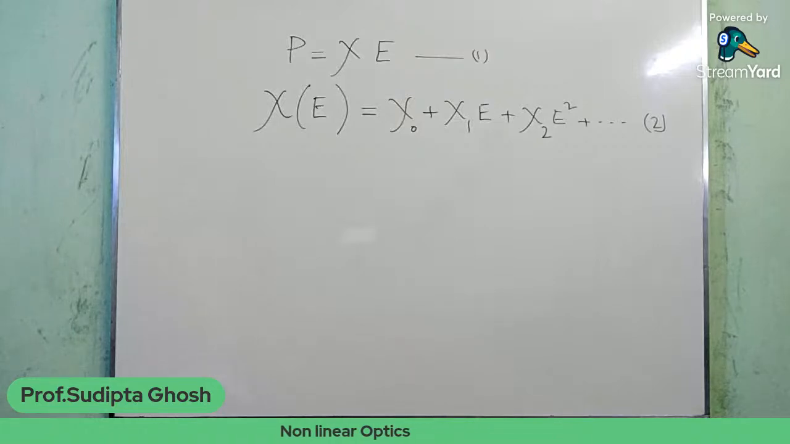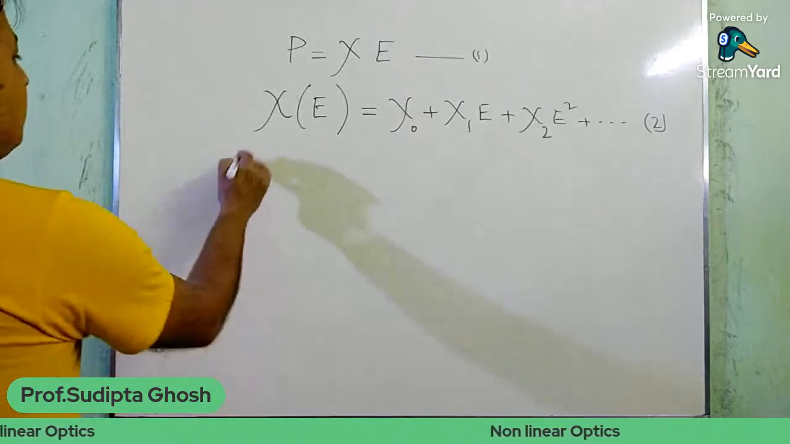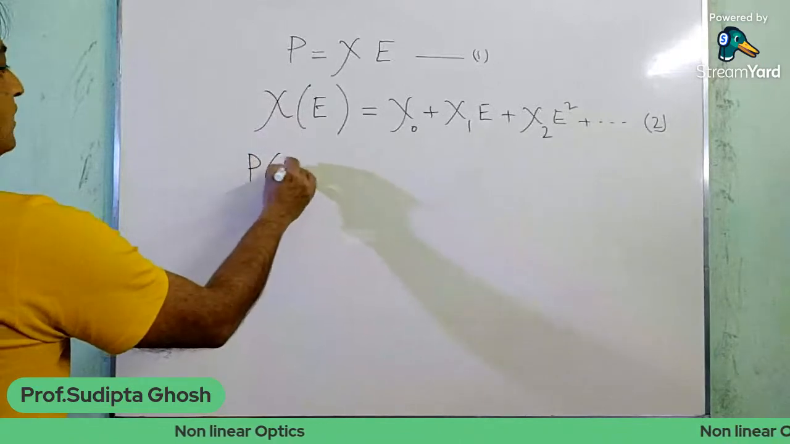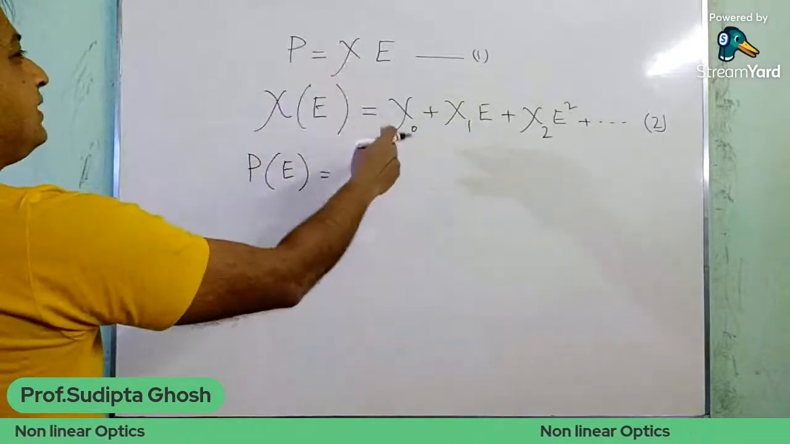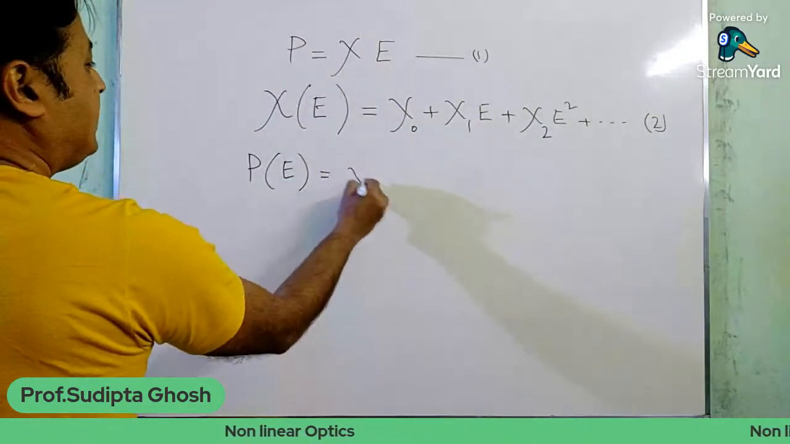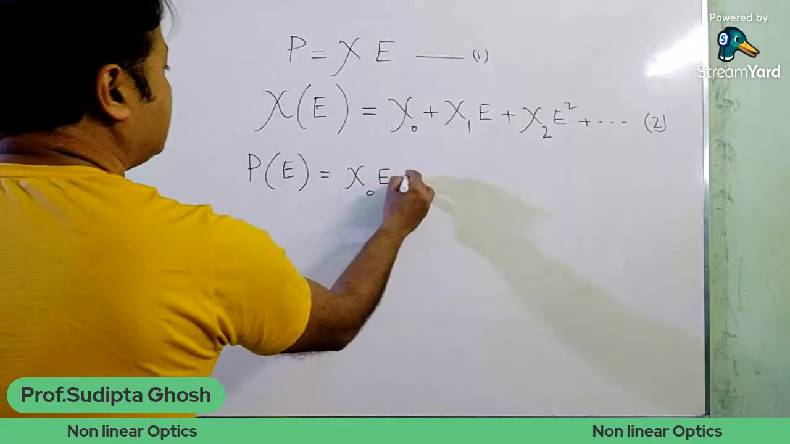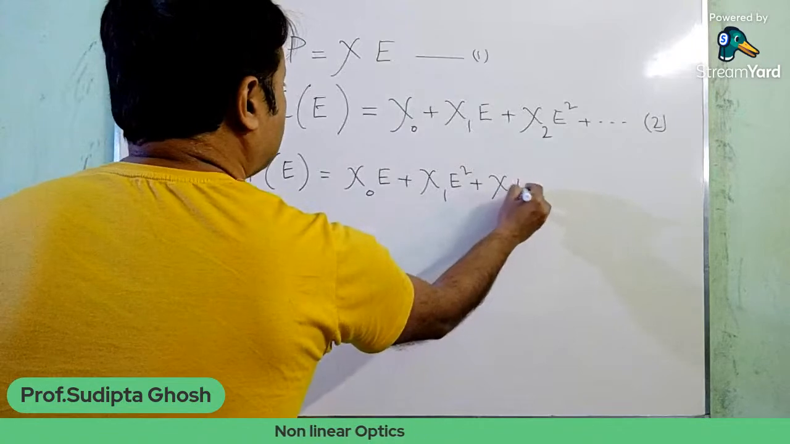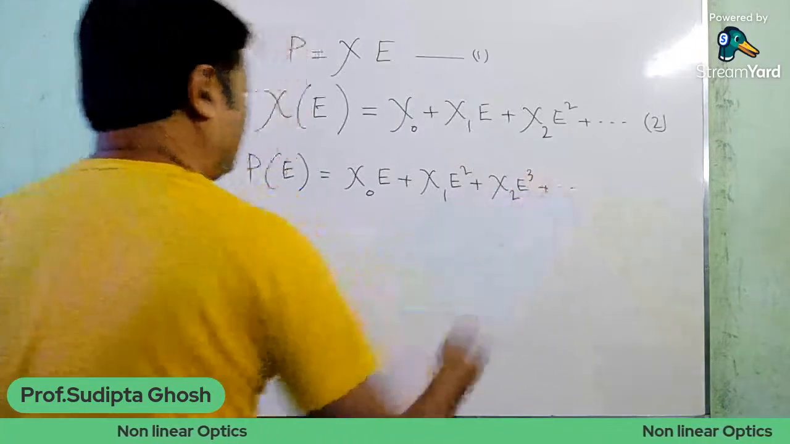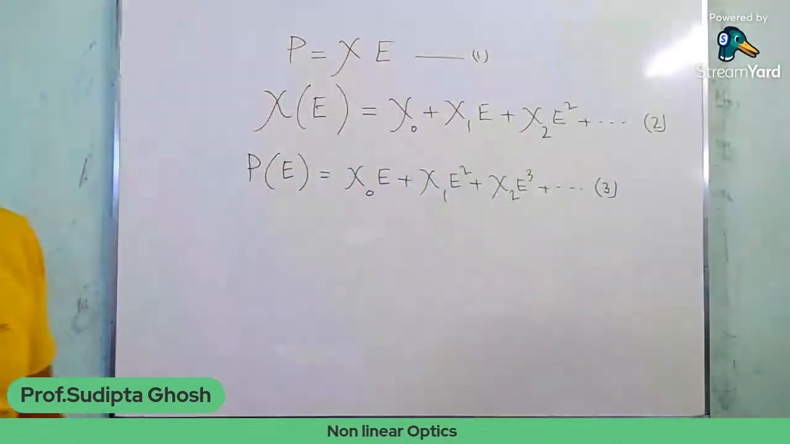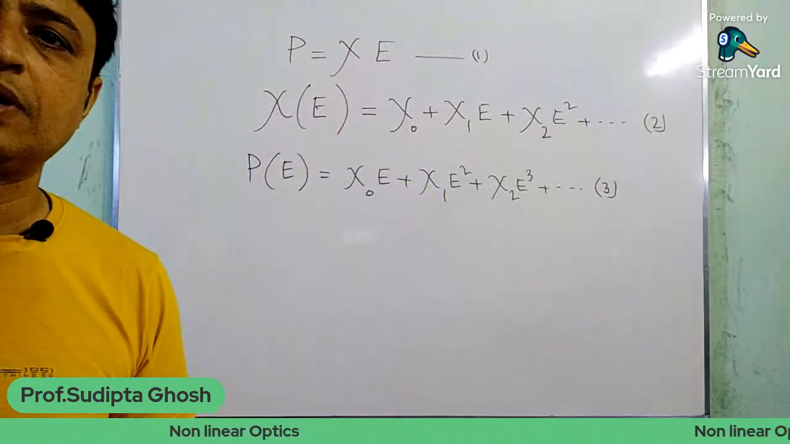So now in terms of equation 2, equation 1 can also be written as P equals, and P is also a function of capital E. We can substitute equation 2 in equation 1, and we have chi 0 E plus chi 1 E square plus chi 2 E cube, and so on. Okay? So this is our equation number 3. Any problem up to this?